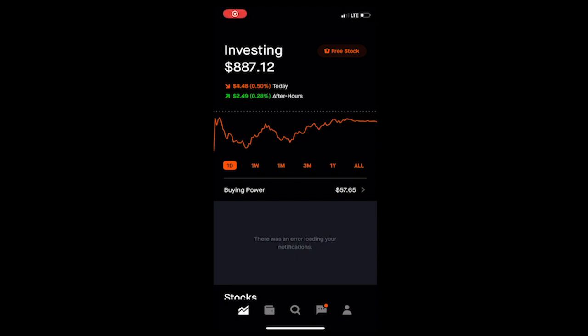Hello, this will be a tutorial for new users on how to use broker apps such as Robinhood, Webull, etc. For here, I'll be using Robinhood for this tutorial, but the features are similar across all broker apps.